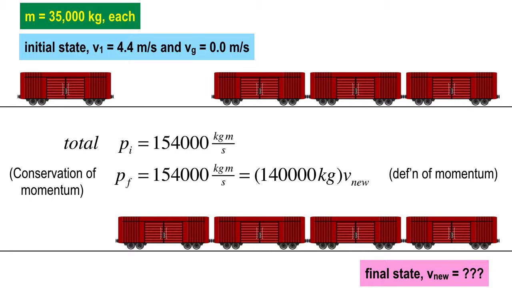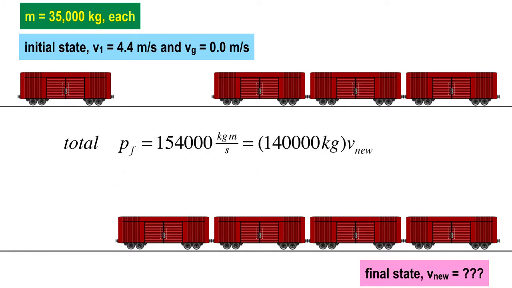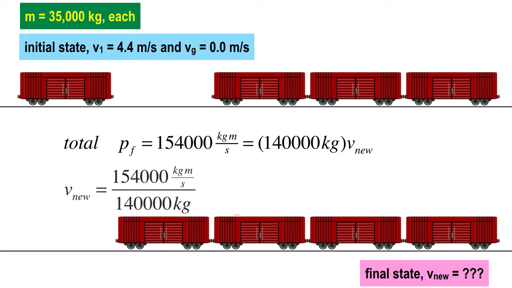Now let me move this up a little bit. And now we have an equation we can solve for V subscript nu. If you look at that, I can cancel kilograms left and right, or I can make my division here, dividing both sides by 140,000 kilograms. And you can see kilograms cancel here as well, top and bottom. And then you do your division, 154,000 divided by 140,000, and that comes out to 1.1 meters per second.